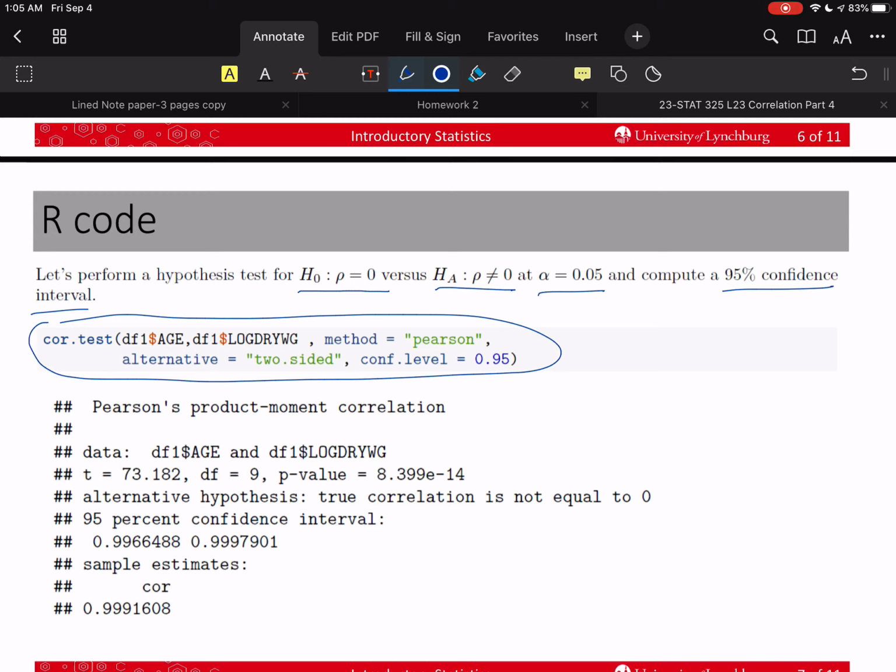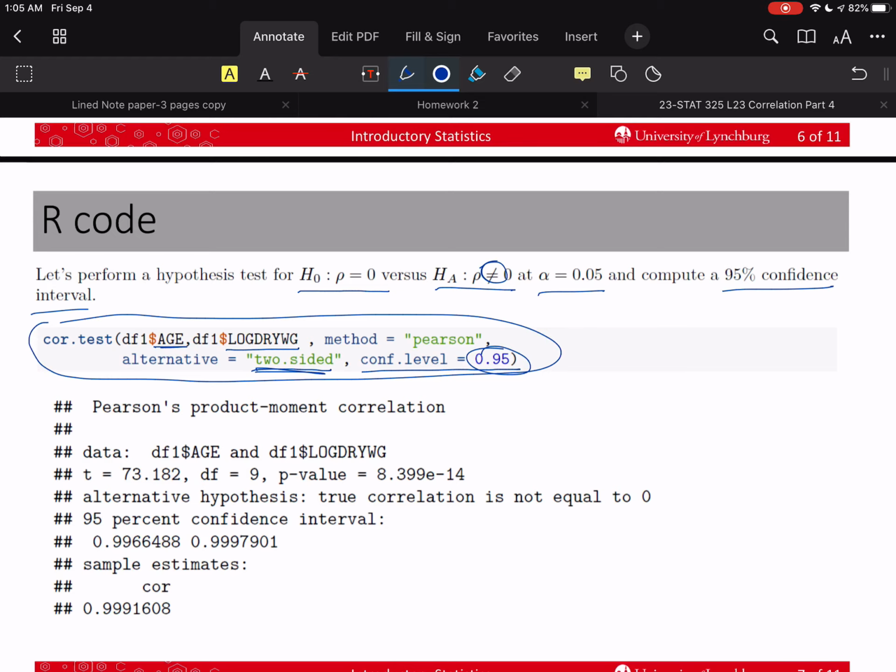The alternative is what type of test it is. Since this is a not equals to, it's a two-sided. And I've included that we can change the confidence level. The default is 0.95, but maybe you get asked to do a 0.98 or something, so you need to know what to change in there. And here we're doing the correlation between the age and the log of the dry weight.